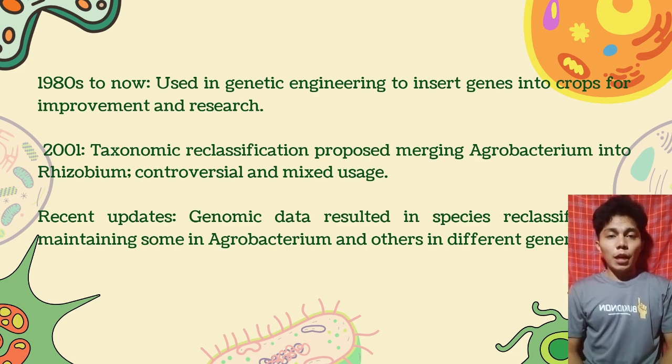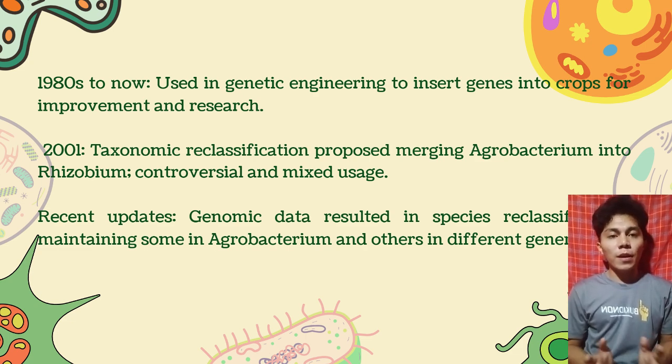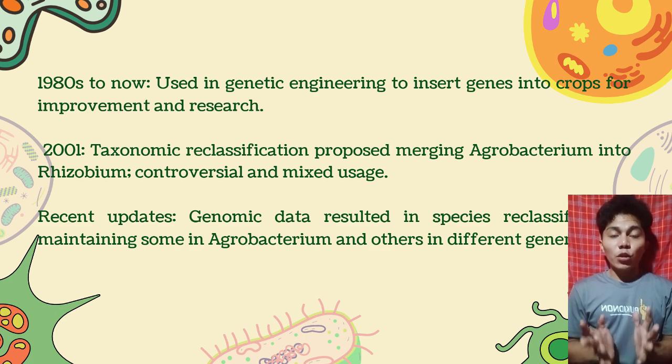From the 1980s to the present, it has been used in genetic engineering to insert genes into crops for improvement and in research. Simplified binary vector systems were created to efficiently transfer desired genes into plants, enabling major advances in crop science.